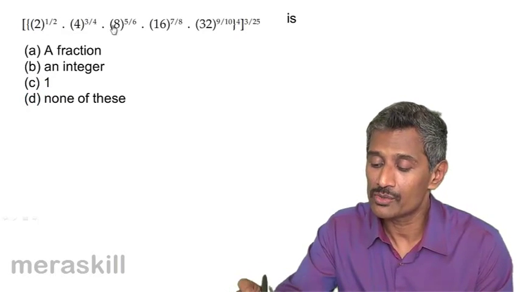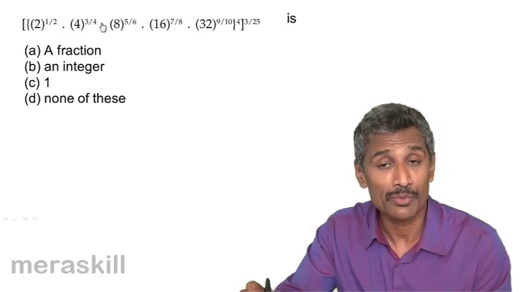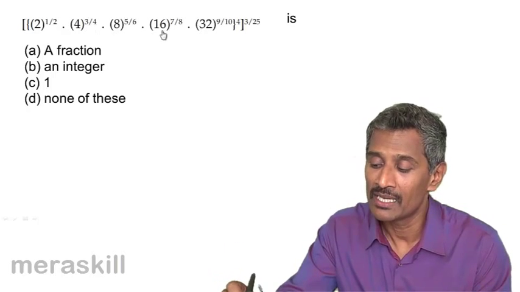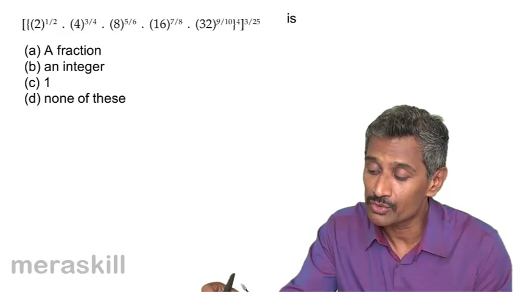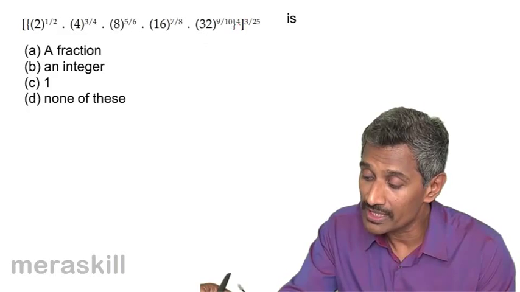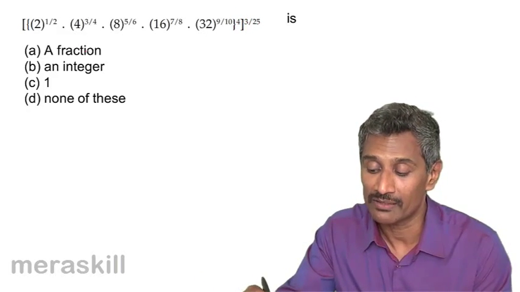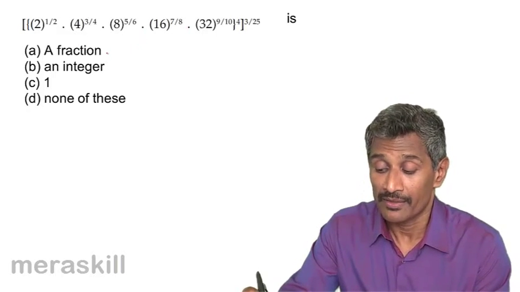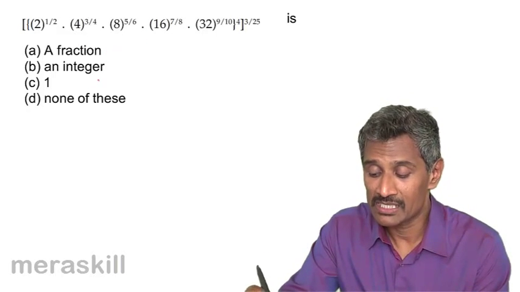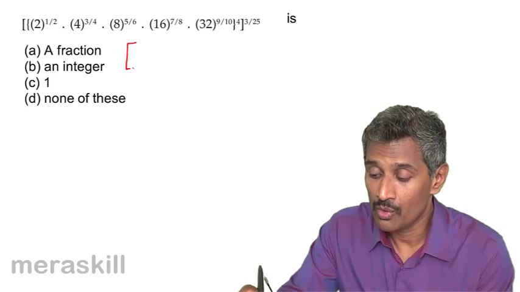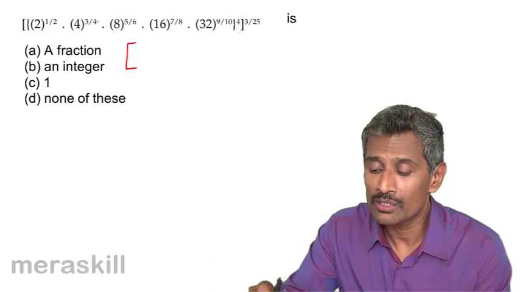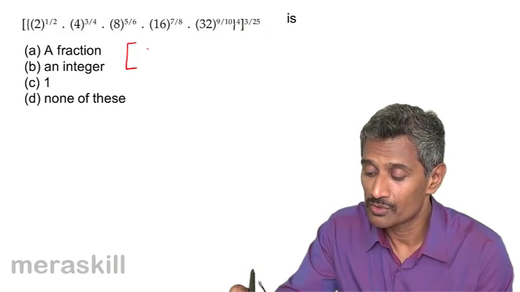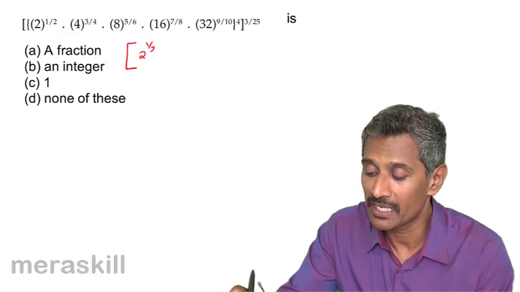Okay, so here we have 2 raised to half into 4. Remember something like this we had in the earlier part of it, understanding the laws. We just need to extend that. 16 raised to 7 by 8, 32 raised to 9 by 10, the whole raised to 4, the whole raised to 3 by 25 is what? Now we need to go slow and careful over here. They've asked what is it? Is it a fraction, an integer, 1 or none of these? So now, as usual, since all these are powers of 2, convert everything to powers of 2. So this becomes 2 raised to half in any case.